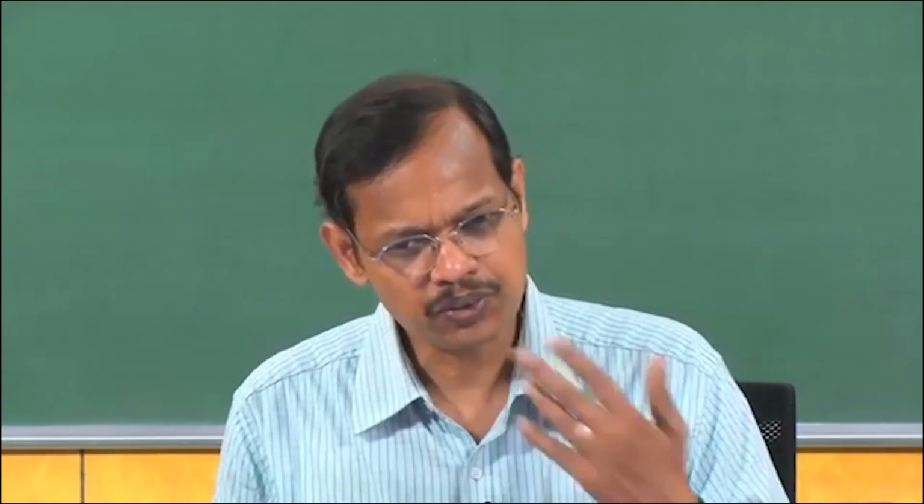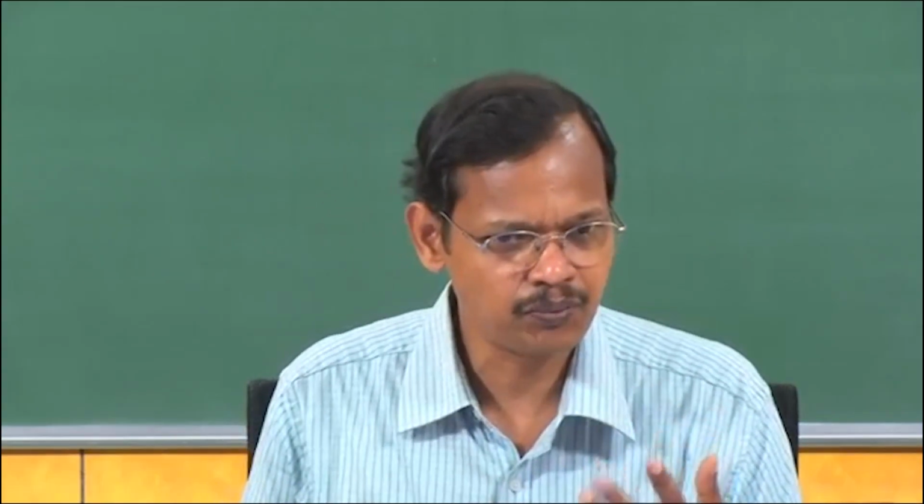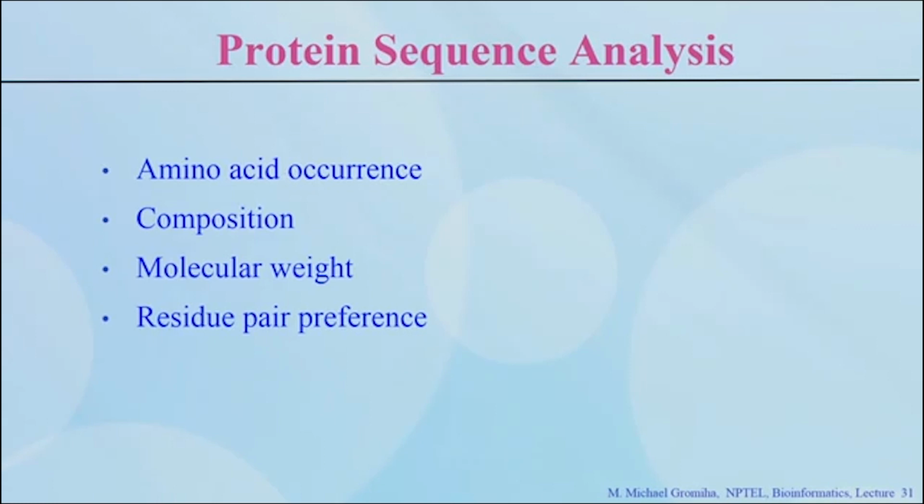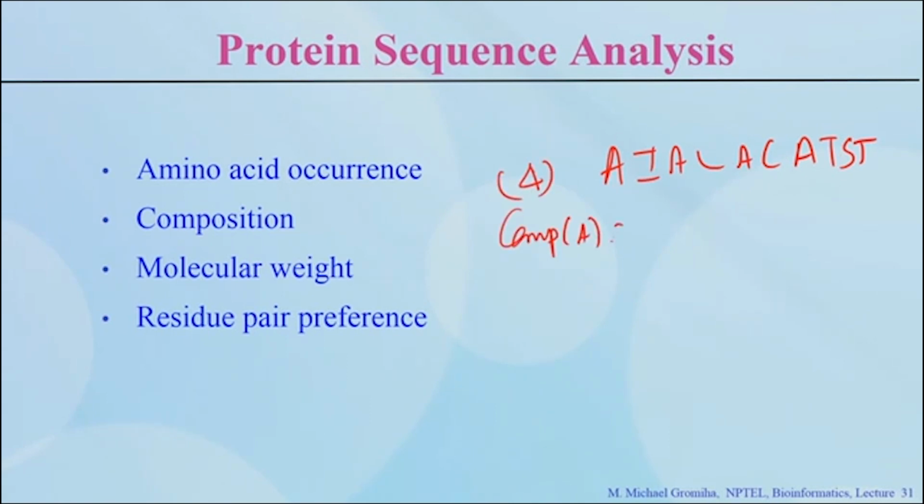Then you can also derive some features, some properties, using amino acids. So, what are the various properties we obtain from amino acid sequences? Amino acid occurrence, that means how many times each amino acid occurs. For example, if this is a sequence, the occurrence of alanine is 4, right, this 4. So, what is the composition of alanine? This is normalized by chain length, so it is equal to 0.4.